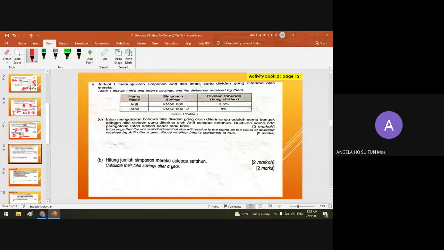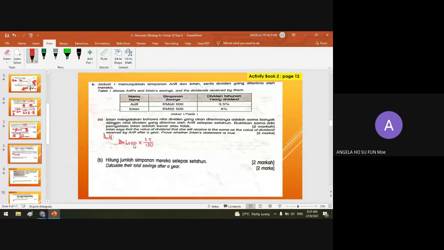So based on the money that they invest or the money they are saving here, I start with Arif first. Arif's saving is 60,000. The dividend a year is 3.5%, so times 3.5% is over 100.